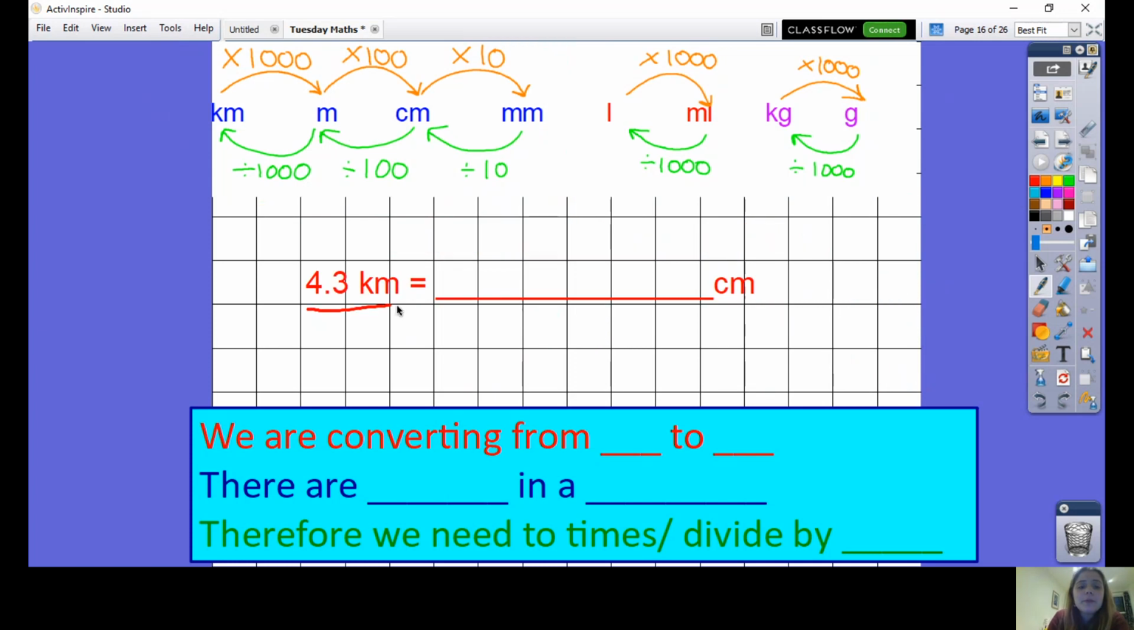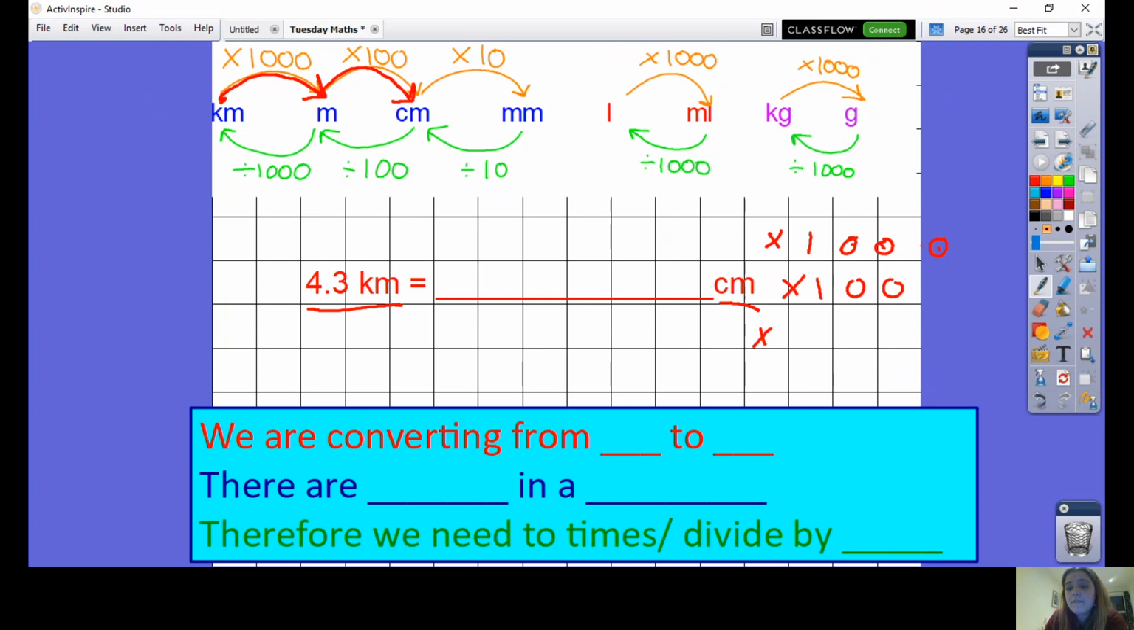Here, I'm going from 4.3 kilometres to centimetres. So I'm starting with kilometres. 1 jump, that's timesing by 1,000. I'm just going to write that here so I remember. And then to centimetres again, I need to times by another 100. Okay, this time I need to work out what I've times by.